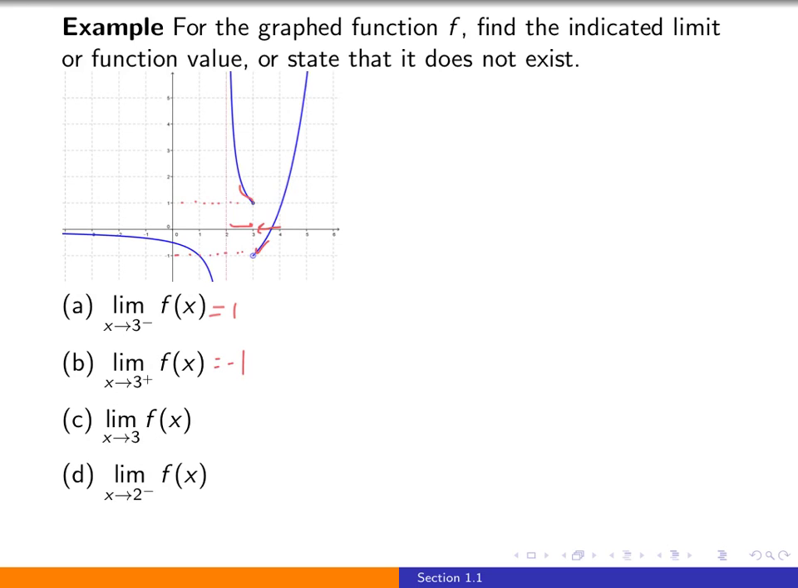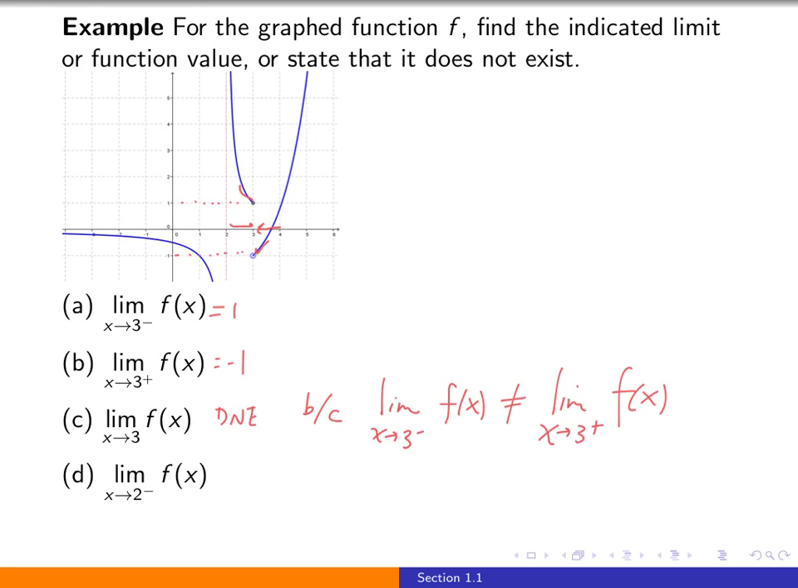Now, for the limit as x approaches 3, from a graphical perspective, we see that we might be in trouble because from the left we're approaching one number, from the right we're approaching another. And what that tells us is the limit does not exist. And the reason the limit does not exist is because the limit as x approaches 3 from the left is not equal to the limit as x approaches 3 from the right.